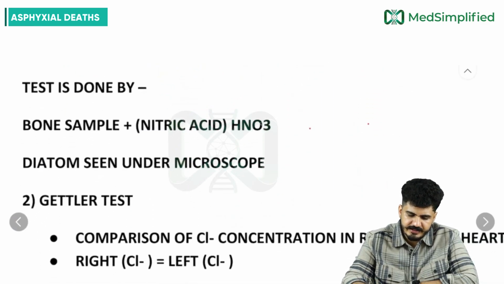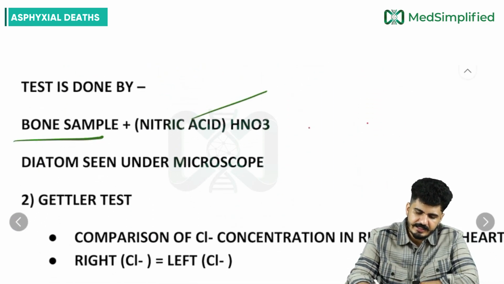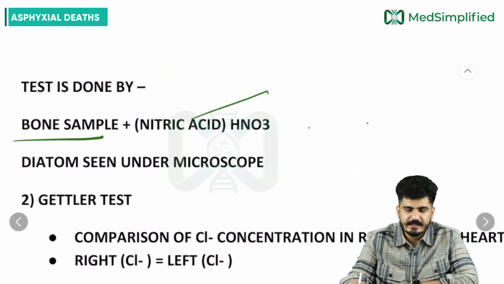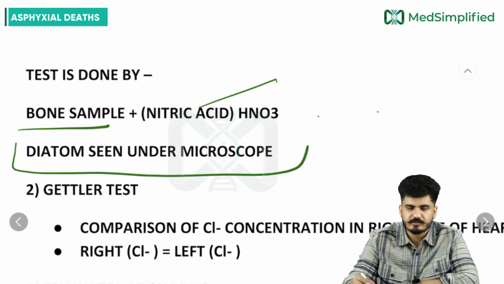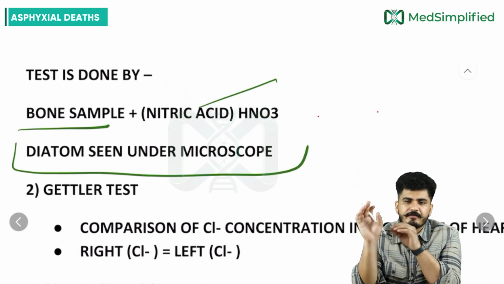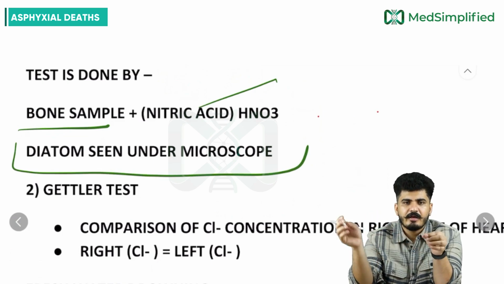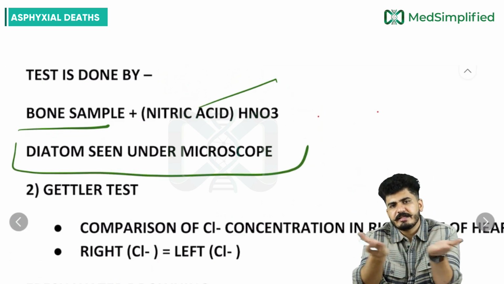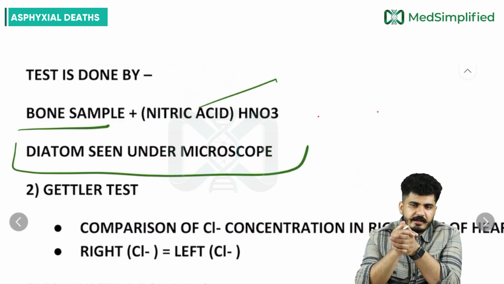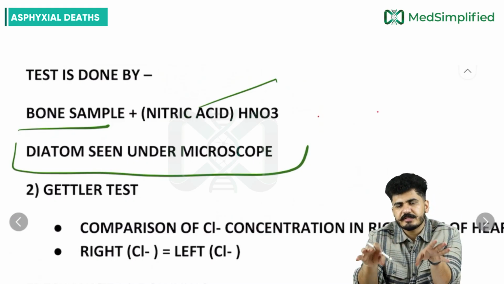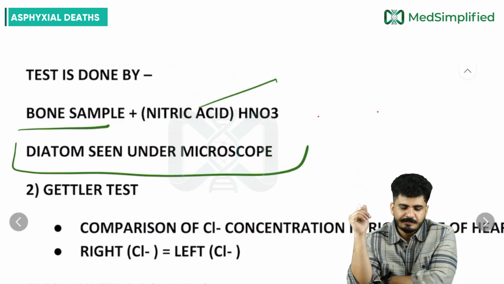Now, how is the test done? Bone sample plus nitric acid will be mixed and diatoms will be seen under the microscope. We take a bone sample from the sternum. We mix nitric acid and then we see under the microscope. We will easily be able to see diatoms. If diatoms are present, that means antemortem drowning was there.